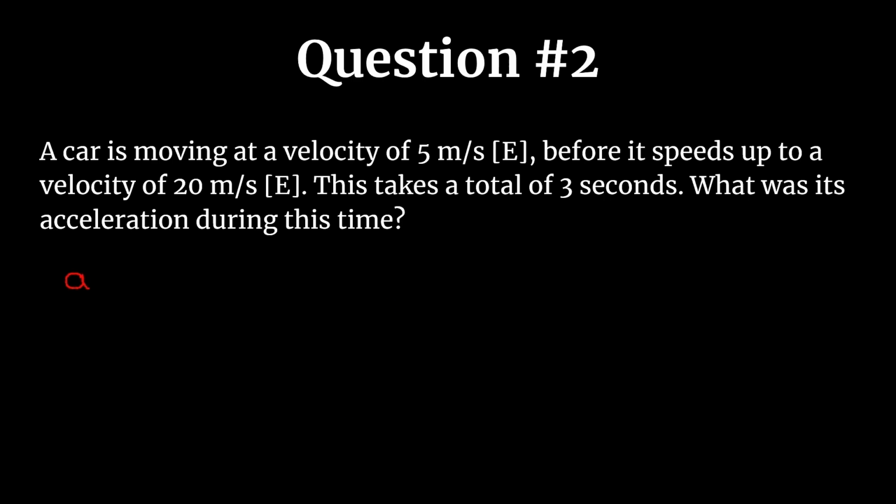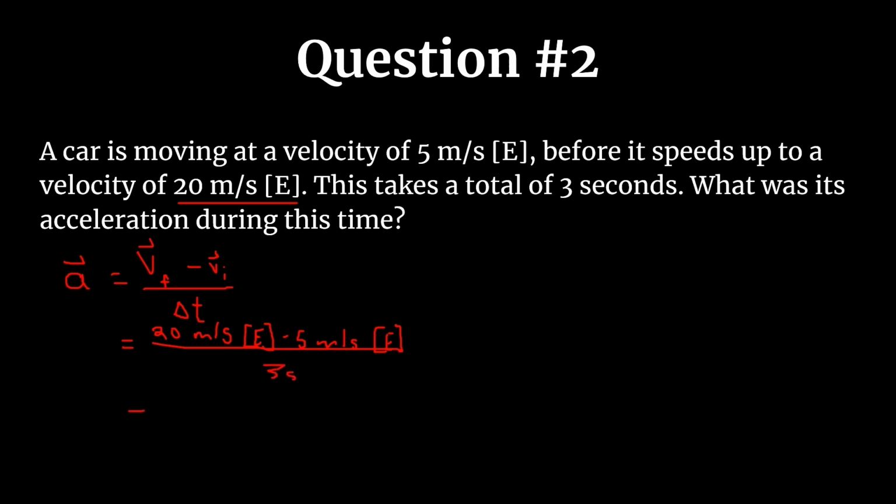The first thing we're going to do is write our equation, which is that acceleration is equal to the final velocity of the car minus its initial velocity divided by the time taken. And so we can fill in these variables where the final velocity is 20 meters per second east minus the initial velocity of 5 meters per second east. And then we're going to divide this by 3 seconds.